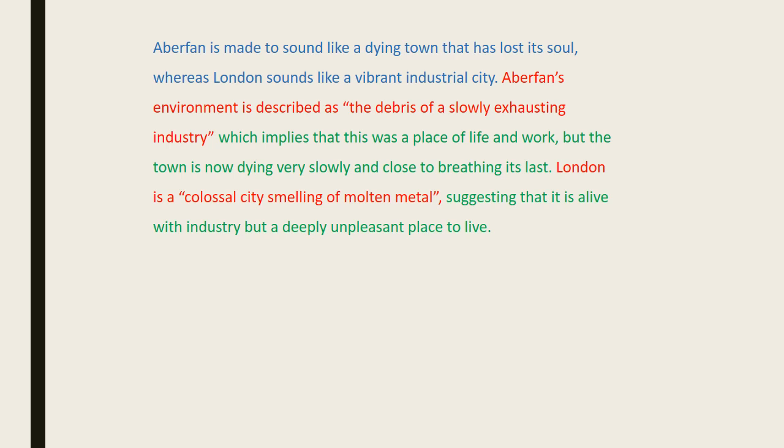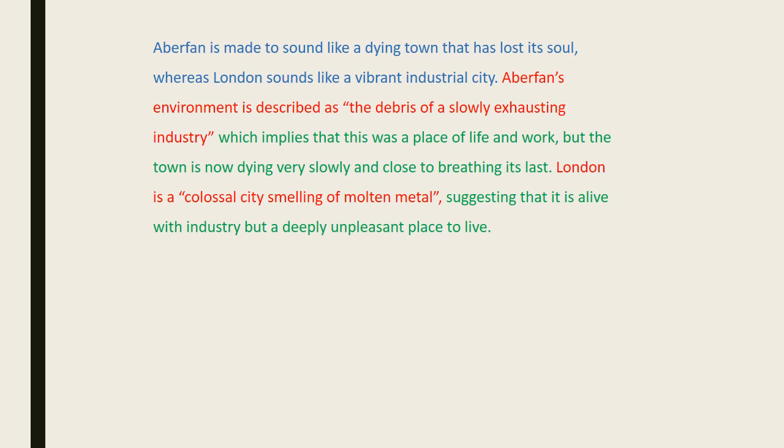But look at my additional point. Just like I said before, this was a place of life and work. This is how I'm moving to the higher levels. I've noted it's a place that smells of molten metal. That's not nice. So it is alive with industry, but it's not going to be a very pleasant place to live. A deeply unpleasant place to live. So you can see in the green there, which is the most important part, how inference is working. You can see how I've stretched myself to a higher level in this, and you can see the pattern. It's SQI, but it really is SQI QI to make sure that I cover both of them.